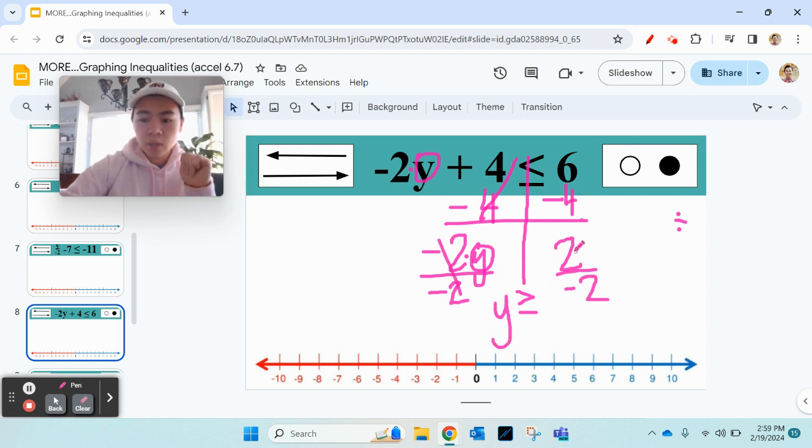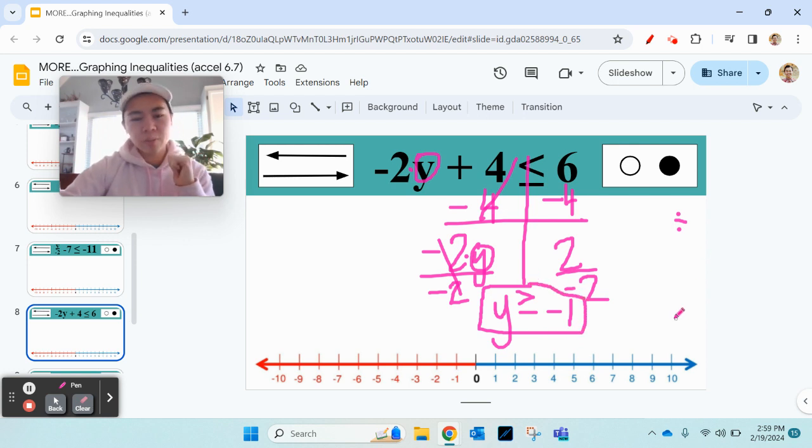Sorry, I drew this so close. 2 divided by -2 is a -1. Okay, I'm going to circle this so you can see my answer. I didn't leave myself enough space for my work. y is greater than or equal to -1.